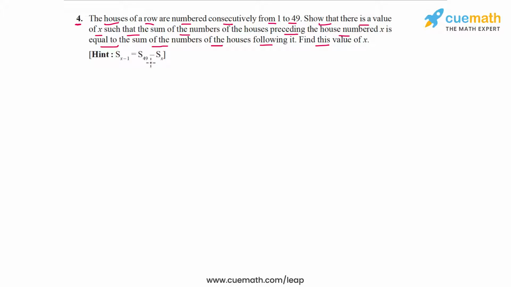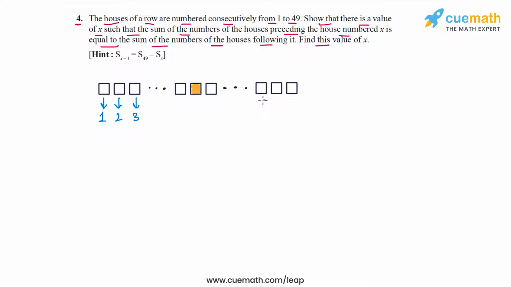We'll come to the hint later, but let me first show you a visual that will help you understand this problem better and how to solve it. So look at this figure of boxes, where each box represents a house. The box on the left is the first house. Let's number it as 1. Then we have number 2. Then we have number 3. And then the last 3 houses will be 47, 48 and 49.